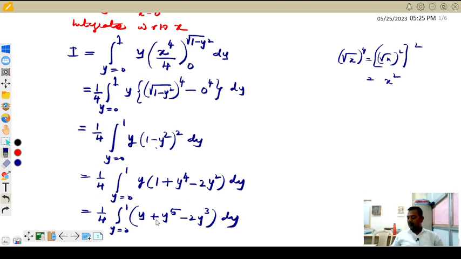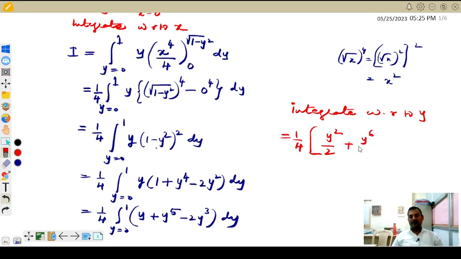So y minus 2y cube plus y raised to 5, dy, from 0 to 1. Now you are integrating with respect to y here. Integrating, what will we get, students? So 1 by 4 times, integration of y is y square by 2, y raised to 5 is y raised to 6 by 6, and y raised to 3 is y raised to 4 by 4, between the limits 0 to 1.